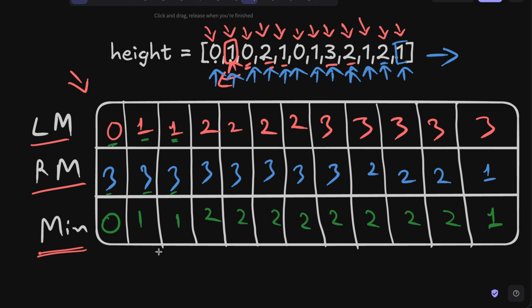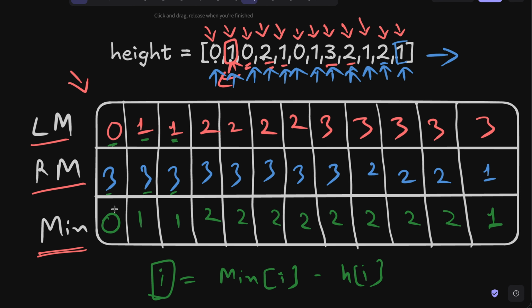So now we have all the information that we need to solve this particular question. In order to find out the amount of water on the ith index, we can simply take the minimum of the ith index and then subtract the height of the ith index block from it, and that will give us the amount of water that we can hold on the ith index, just like we were doing in the earlier dry run demonstration.